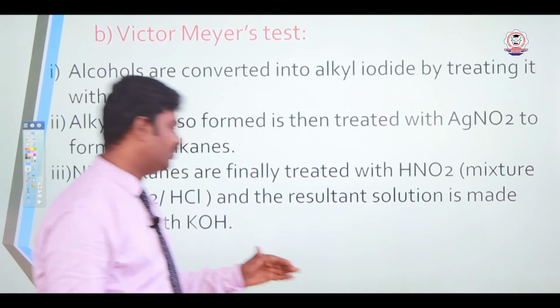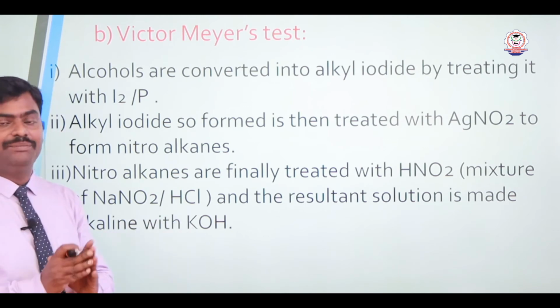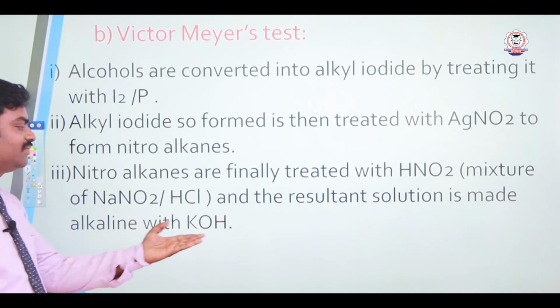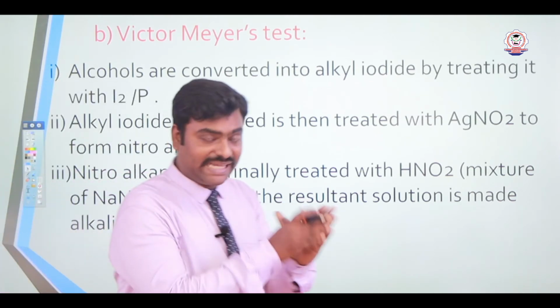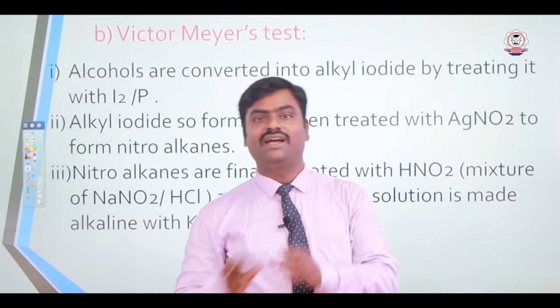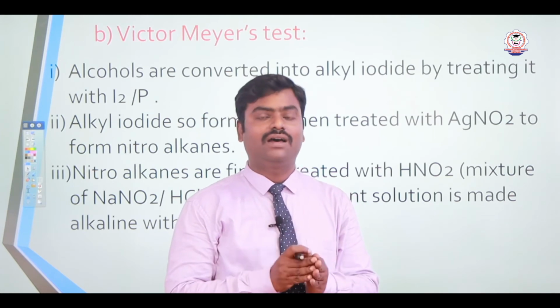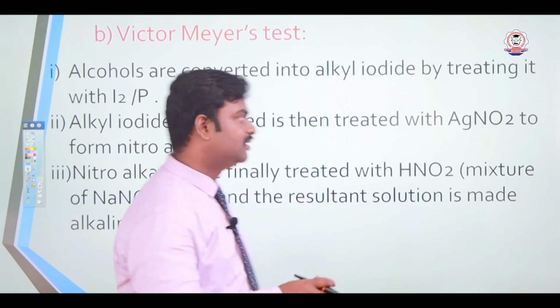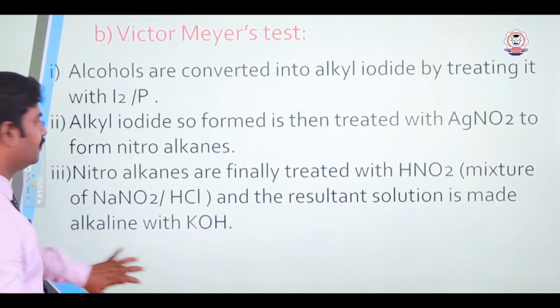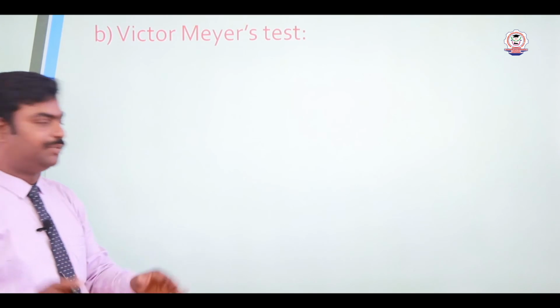Then finally, we have to add a basic solution. The basic solution may be KOH or NaOH. So, in this series of tests, finally you will get a colored solution. With this color, you can distinguish primary, secondary as well as tertiary. So, now we start with a primary compound.